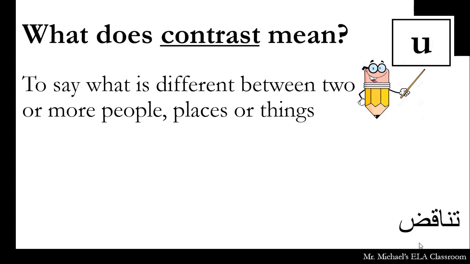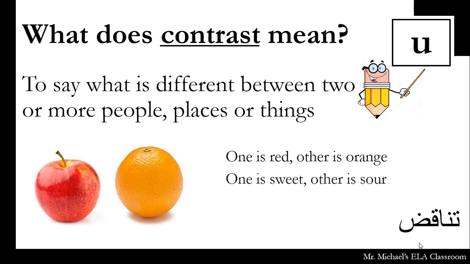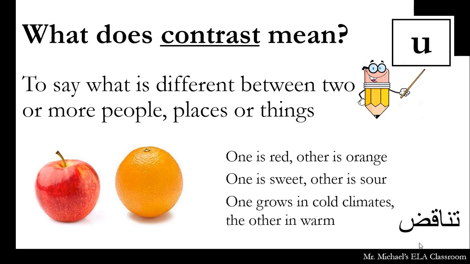What about contrast? So what does that mean? That is to say what is different between two or more people, places, or things. So with apples and oranges, one is red, the other is orange. One is sweet, the other is sour. One grows in cold climates, the other in warm.